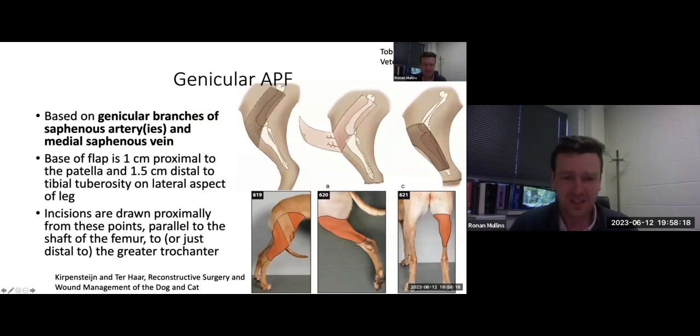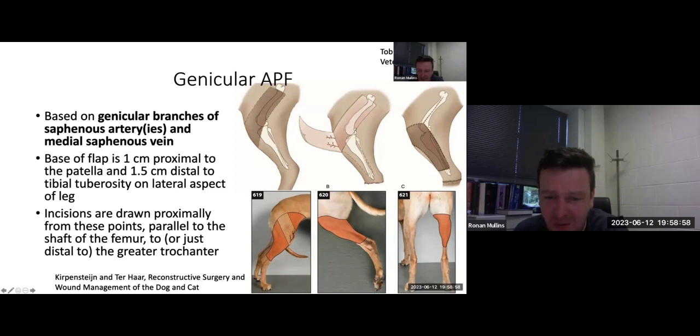This is a very nice flap, in my opinion. I think it lends itself very nicely for any of these areas shaded in orange. This is the outline of the flap that you can do. Usually what's described is 1 centimeter proximal to the patella and about 1.5 centimeters distal to the tibial tuberosity. Then we draw 2 parallel lines which will run parallel to the shaft of the femur and head towards the base of the greater trochanter. If you go further than the greater trochanter, you have issues with distal flap necrosis.